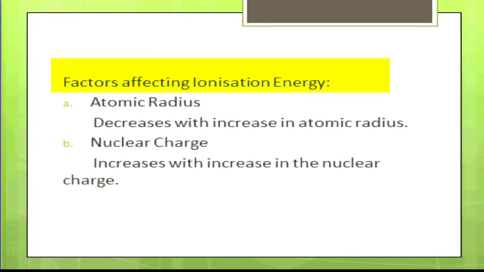There are various factors which affect ionization energy. They are atomic radius and nuclear charge. Ionization energy decreases as the atomic radius increases. The attraction of the nucleus on the outer electrons decreases as the distance of the outer electrons from the nucleus increases. So the outer electrons are held less firmly and a lesser amount of energy is required to remove them.